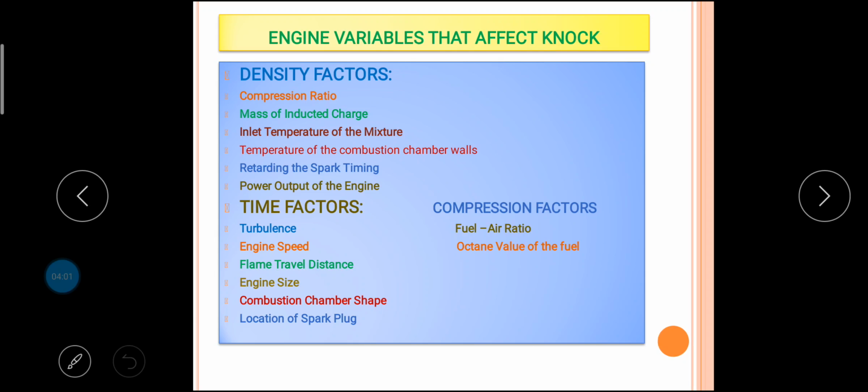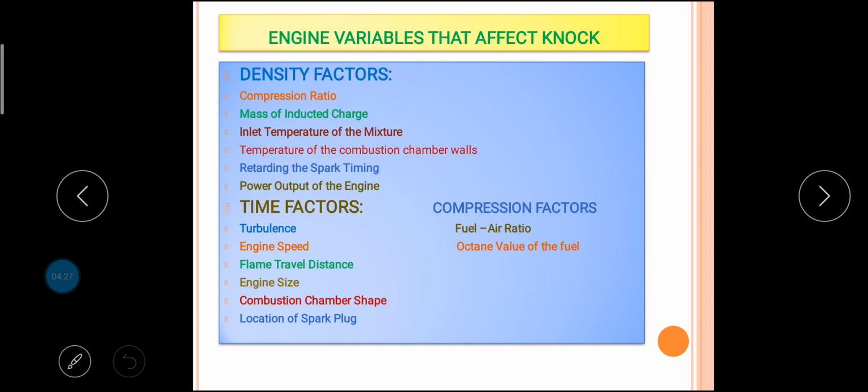First, density factors. Any factor in the design or operation of an engine which tends to reduce the temperature of the unburned charge should reduce the possibility of knocking by reducing the temperature of the end charge for auto ignition. Similarly, any factor which reduces the density of the charge tends to reduce knocking by providing lower energy release.